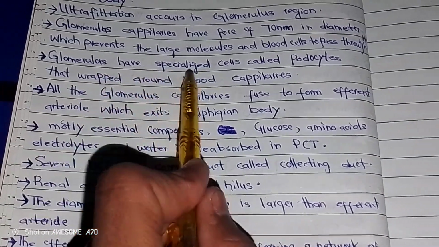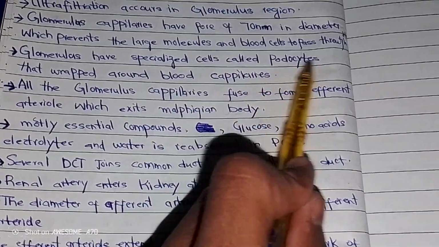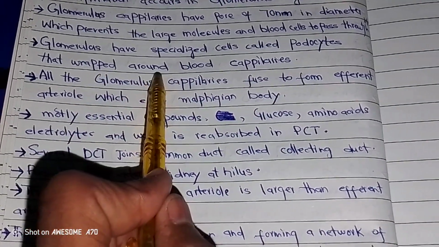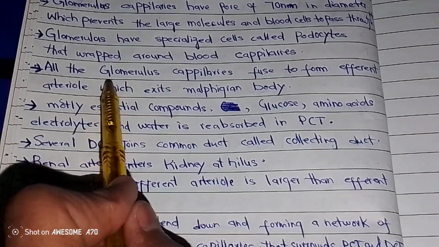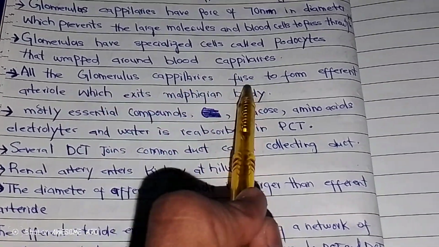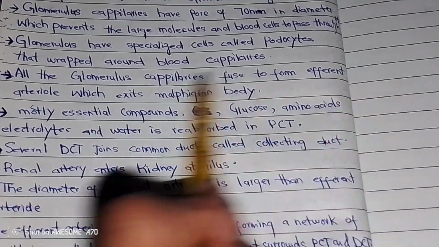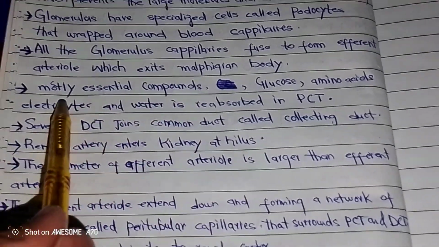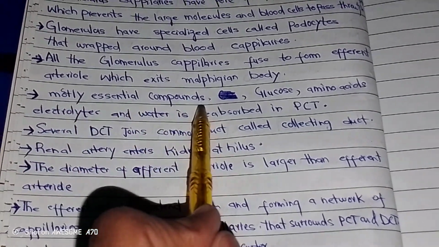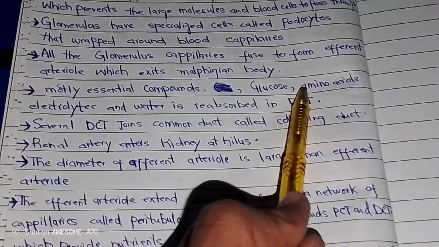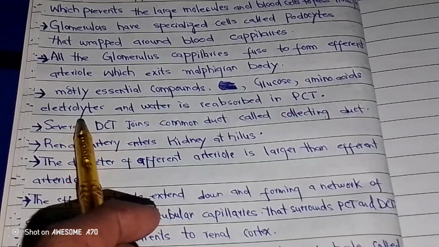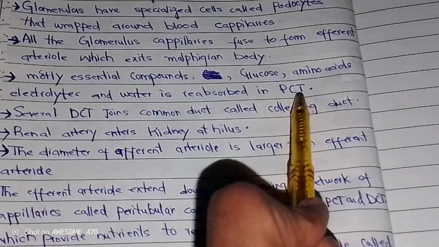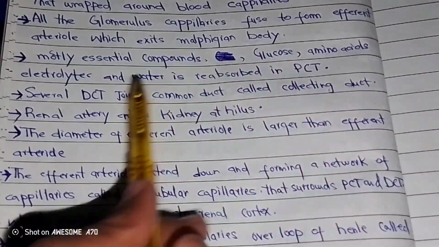Glomerulus has specialized cells called podocyte cells that are wrapped around blood capillaries. All the glomerulus capillaries fuse to form the afferent arteriole which exits the Malpighian body. Mostly essential compounds like glucose, amino acids, electrolytes and water are reabsorbed in the proximal convoluted tubule.